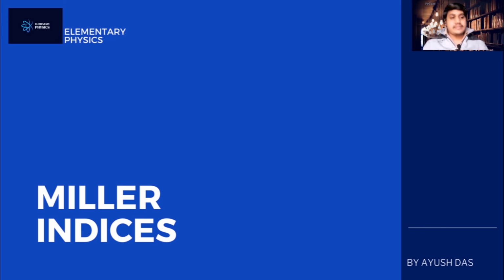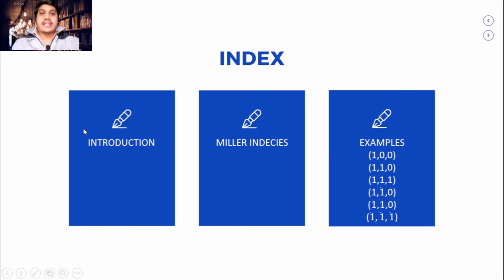So let's get into our index. Here it's our index. I just break that index into three parts: introduction, Miller indices, and some examples. In the introduction, I'm going to tell you about some preliminary topics that are required before we can find the Miller indices. In the Miller indices part, I'm going to tell you how you can find the Miller indices of any kind of planes, and here are some examples. These are Miller indices of the planes, and I'm going to show you which plane suggests these Miller indices. So let's not talk more, let's get started.